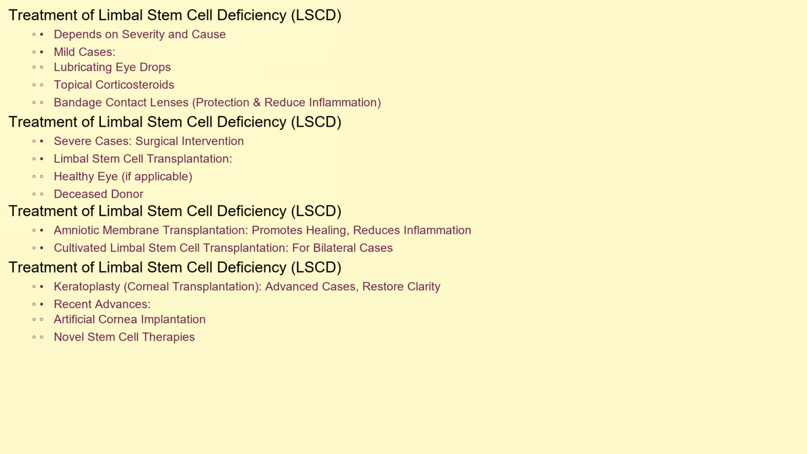Amniotic membrane transplantation, using a membrane derived from the placenta, can promote corneal healing and reduce inflammation. In cases where both eyes are affected, cultivated limbal stem cell transplantation, where stem cells are grown in a lab and then transplanted, may be an option. Keratoplasty, or corneal transplantation, may be necessary in advanced cases to restore corneal clarity. Recent advances include artificial cornea implantation and the development of novel stem cell therapies.